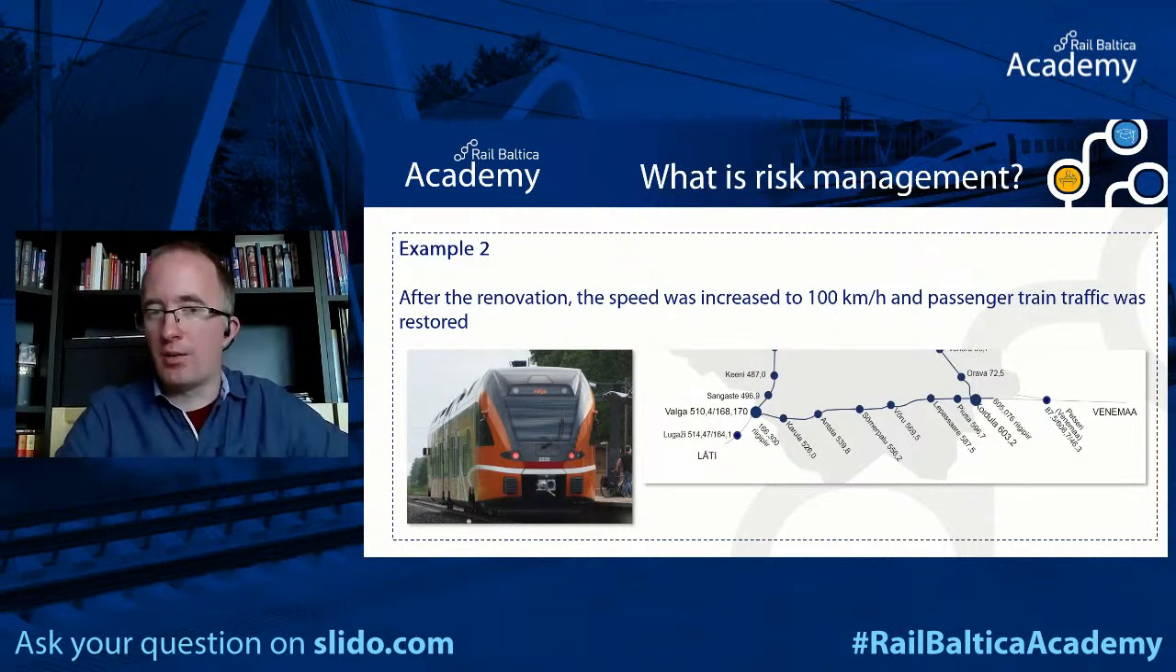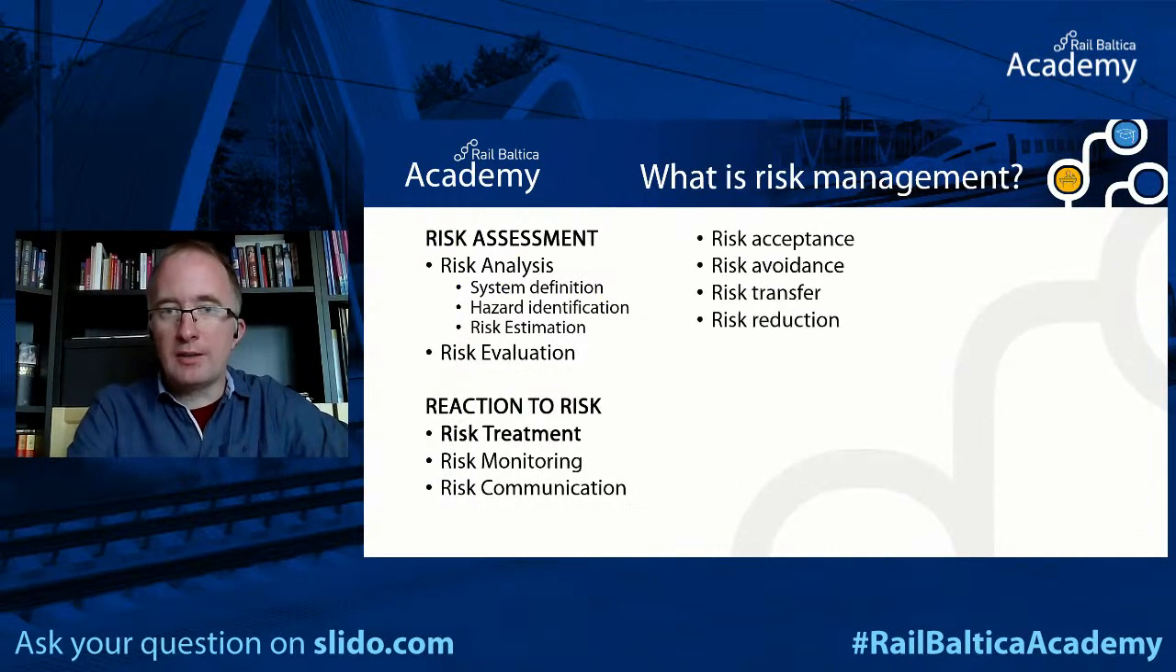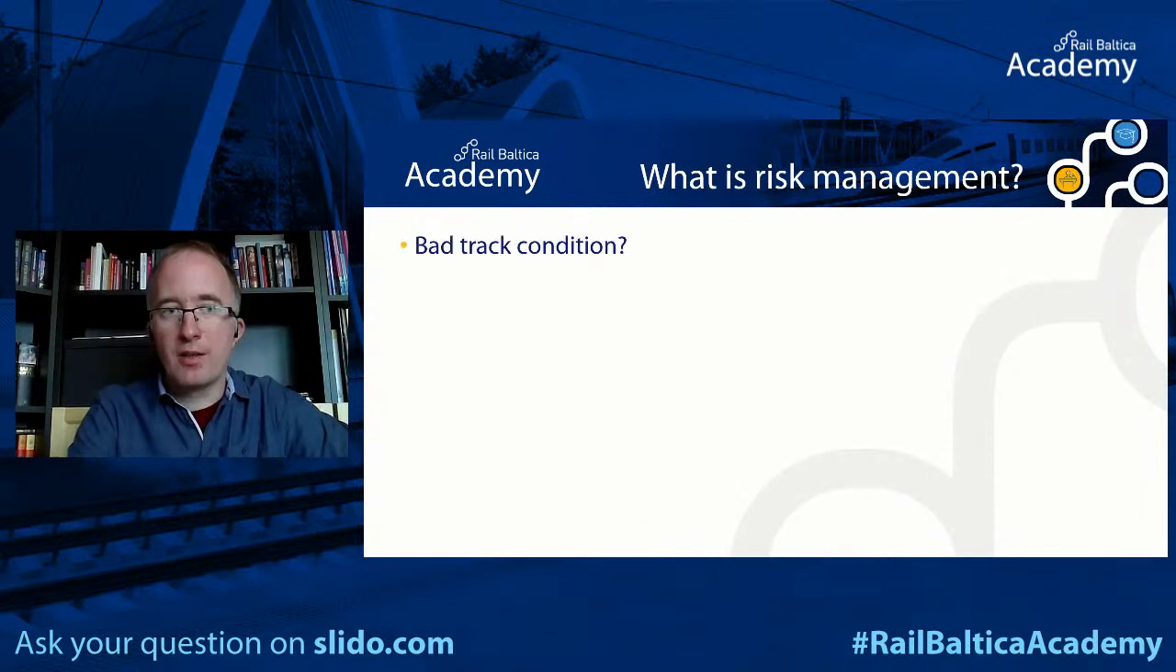and after the track is renovated and we start this traffic on new conditions. And this list could look like this. Of course, we've made a renovation, but which is the real condition of the track? Is it good enough for passenger trains for this 100 kilometers an hour or not?